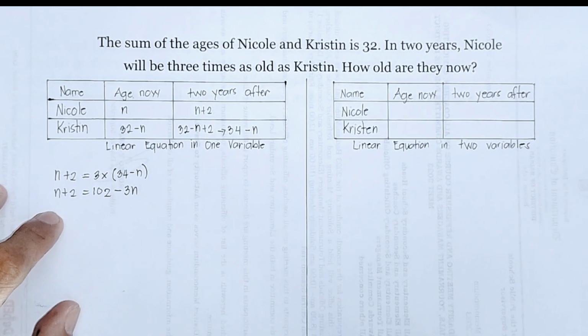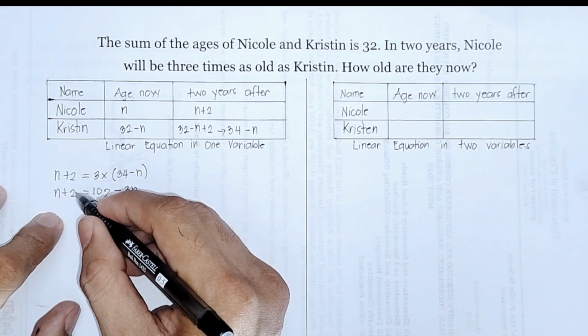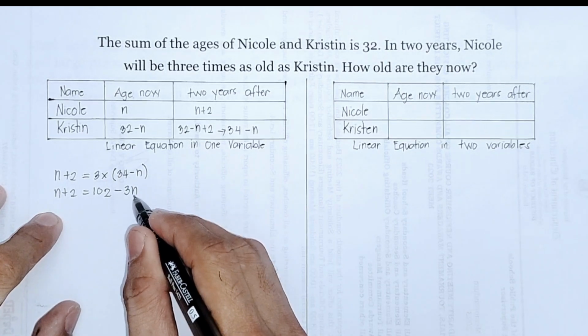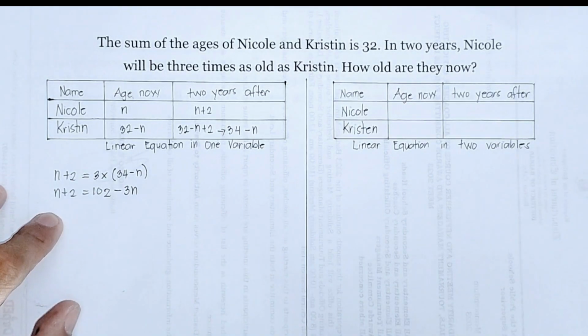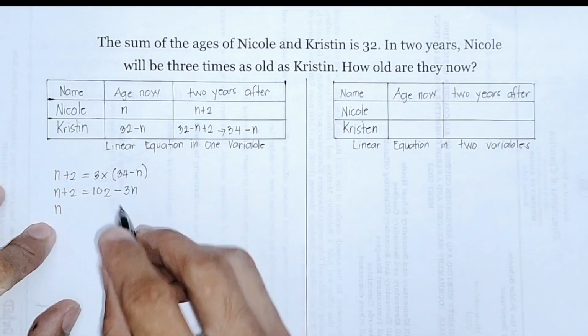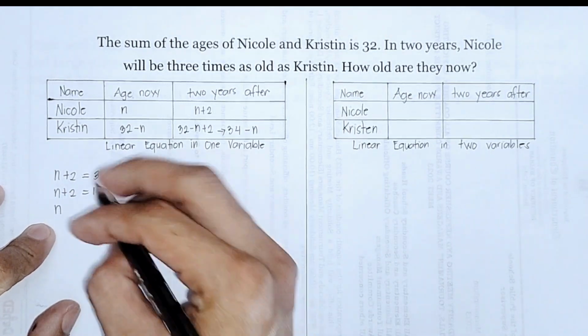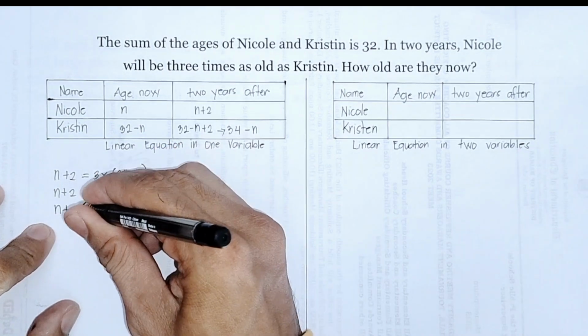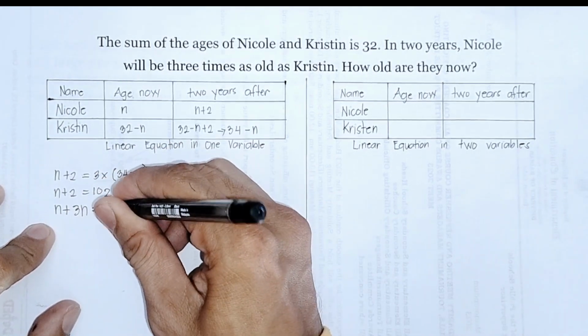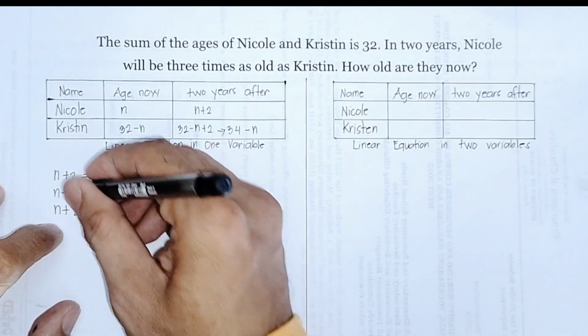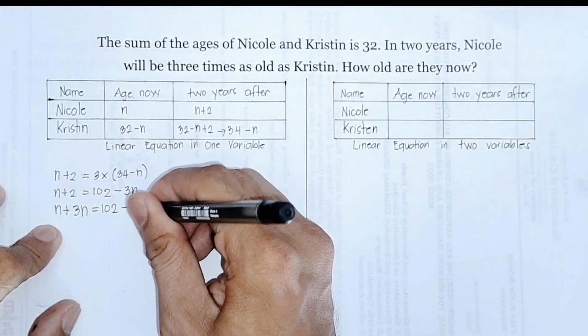So for this video, I'm going to use the shortcut. So what I'm gonna do here is to transpose 2 to the other side and transpose negative 3n to the other side. And take note, when transposing terms from one side to the other, the sign of that term will change. I'm gonna copy n, and then I'm gonna transpose negative 3n to the other side. So instead of negative, that would be positive. So n plus 3n is equal to, just copy 102 and transpose 2 to the other side. So that's positive 2. So that will be minus 2.